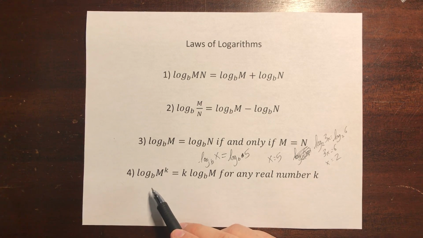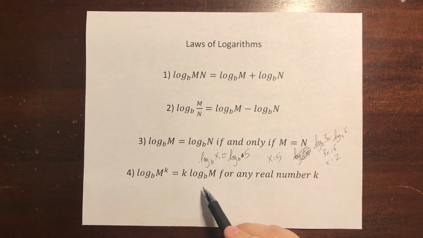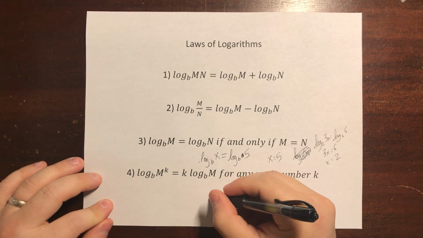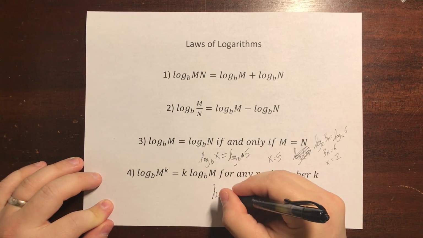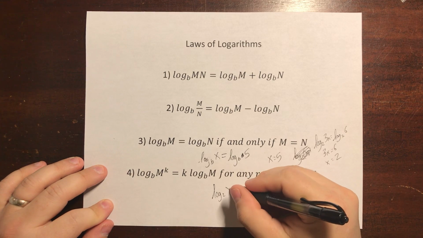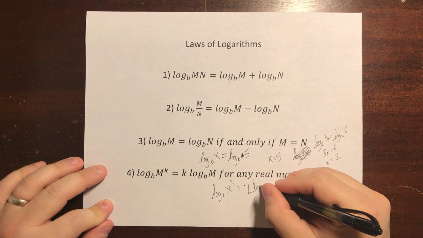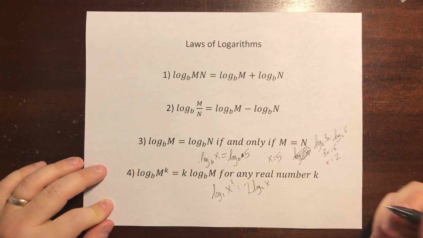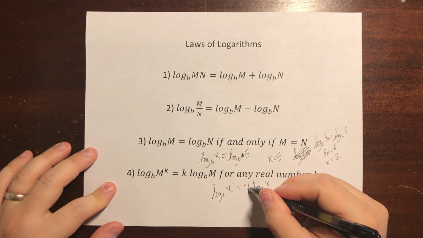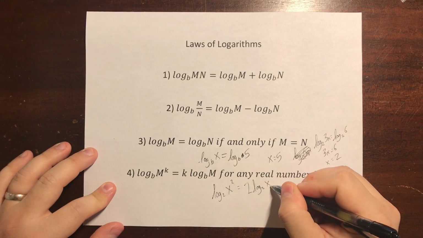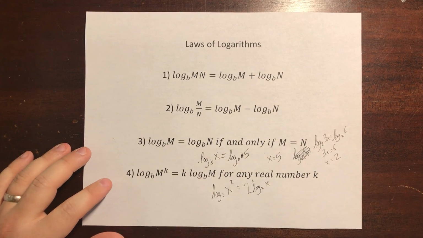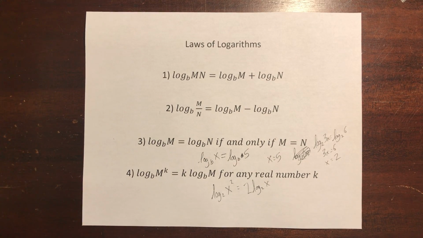Last one, log base b of m to the k equals k log base b of m for any real number k. That's basically saying if you have log base 2 of x squared, we can rewrite that as 2 log base 2 of x, and then vice versa. 2 log base 2 of x is the same as log base 2 of x squared. So that's your laws of logarithms. That's just a quick review.